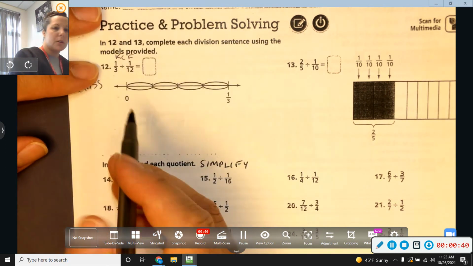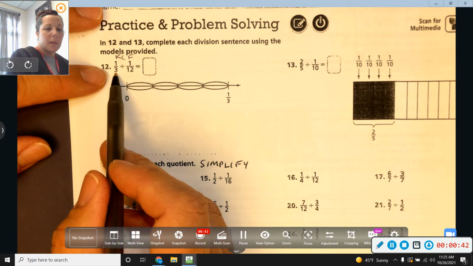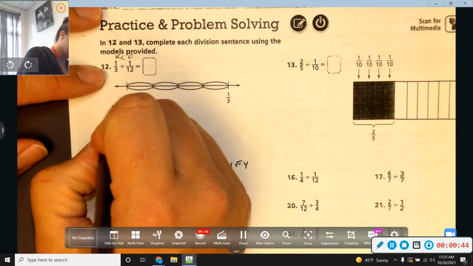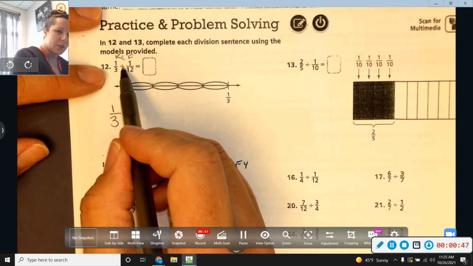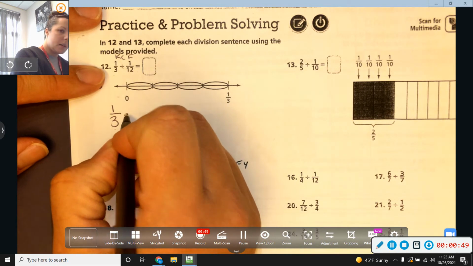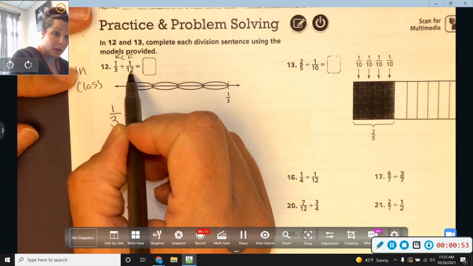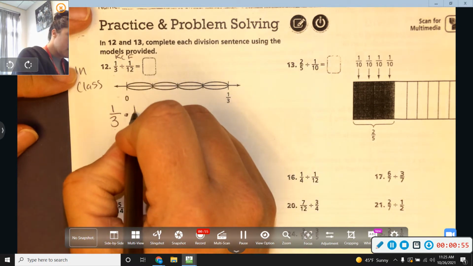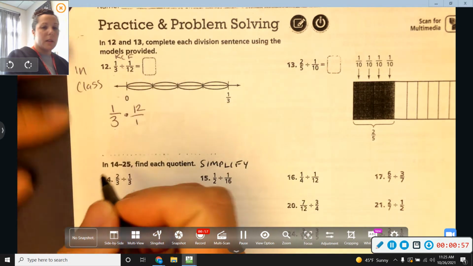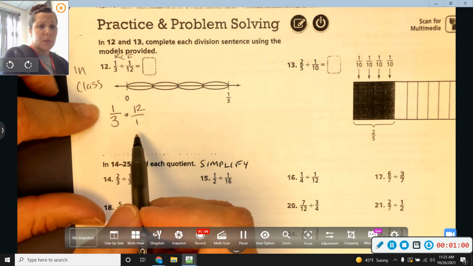we keep, change, flip. We keep our 1/3, we change divide to times, and we flip 1/12. So we have to find the reciprocal of 1/12, so we flip it so the 12's on top and the 1's on the bottom. Now we do some reducing, okay?